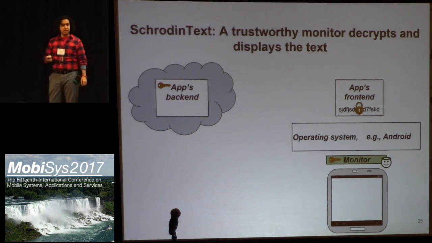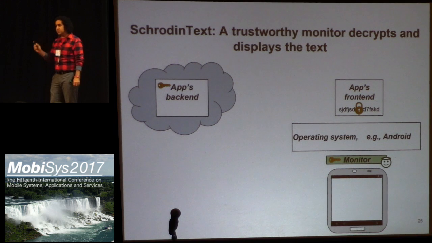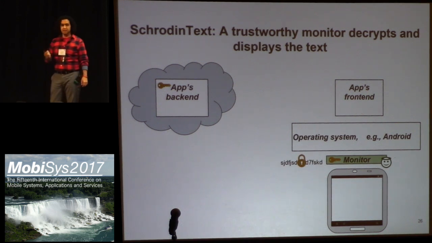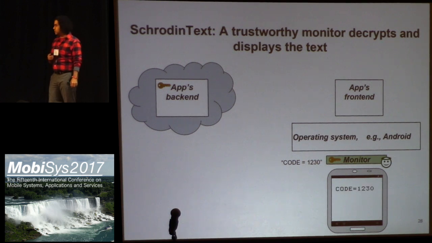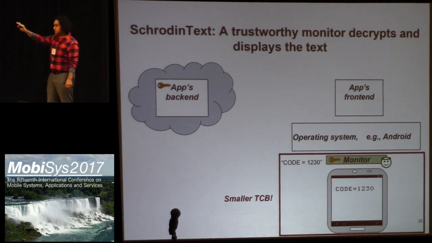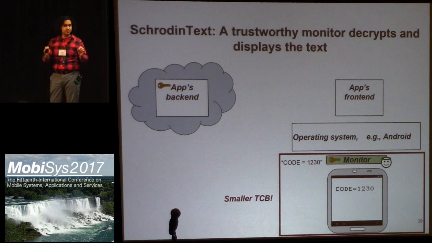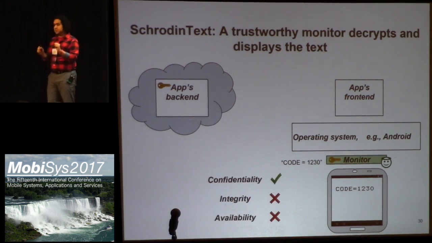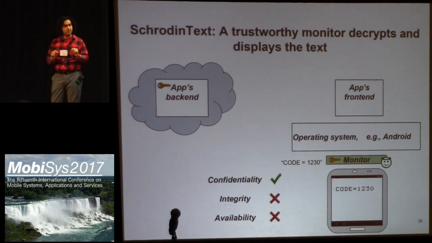So now the front end cannot decrypt the text anymore, which is good because it's untrusted, but it can pass the cipher to the monitor, and then the monitor can decrypt it, render it, and put it on the UI. Also, we'd like to emphasize that we are only trying to provide confidentiality guarantees here. I forgot to mention that now our TCB is much smaller compared to what we had before. It only includes the monitor, which is hopefully a few tens of thousands of lines of code, as well as some hardware.